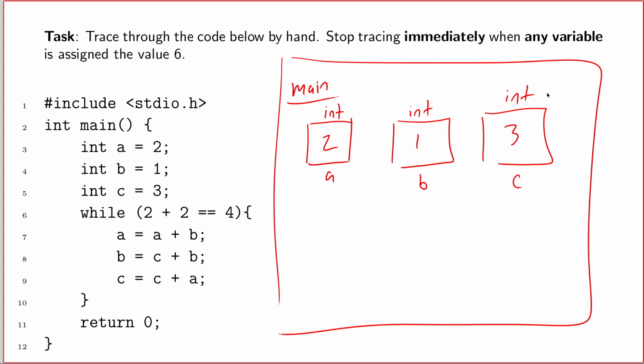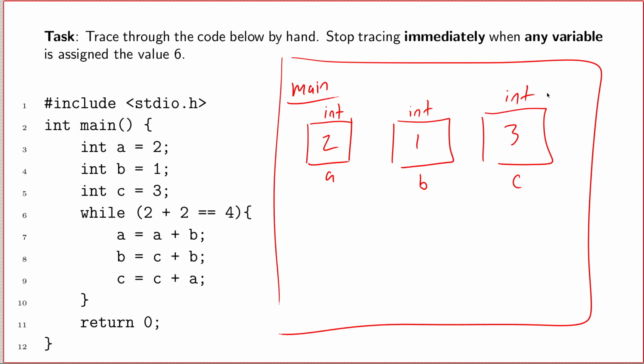Line 6, while 2 plus 2 is equal to 4. So that's weird. Am I allowed to do that? Yes. I can write any expression that I want. Is this an infinite loop? Yes, it is. Does that mean that if I actually ran this program, it would never finish? That's exactly what it means. Can I still answer a tracing question about it?